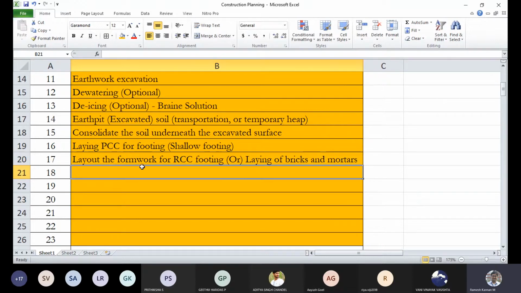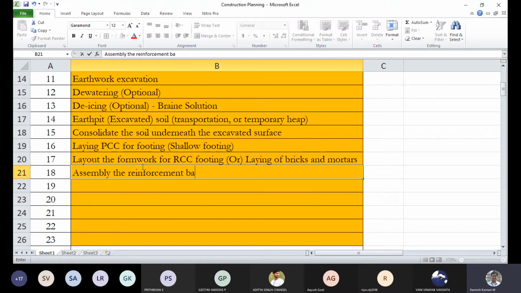Then RCC footing, assemble the reinforcement bars for footing, right?